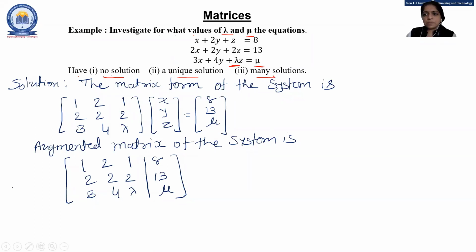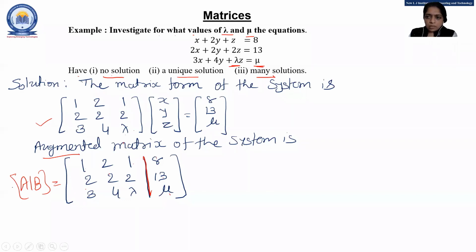As per yesterday's lecture, if you want to convert this system of equations into matrix form, this is the coefficient matrix, this is our variable x, y, z, and this is our right hand side, 8, 13, and mu. It is similar to yesterday's lecture. Now if we write this in augmented form, this is 1, 2, 1; 2, 2, 3; 4, lambda, and the right side is 8, 13, mu. So this is the augmented form, the same as yesterday's lecture.